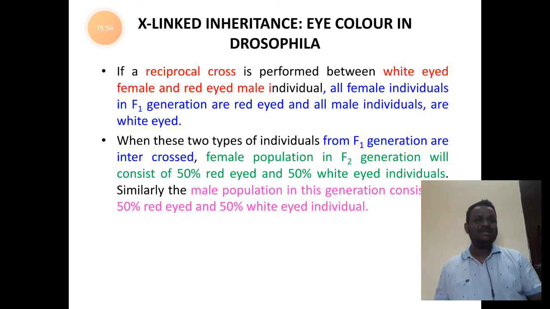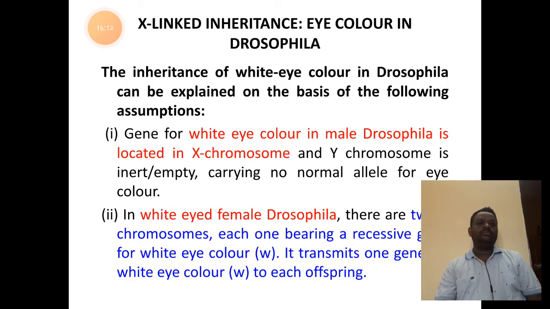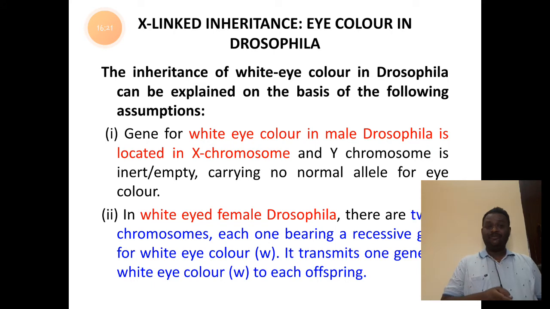Morgan was stunned to see these experiments and the results of it. When red-eyed males and white-eyed females were crossed, this is the condition. So he comes to a conclusion that the inheritance of white eye color in Drosophila is related to the X chromosome. So the gene responsible for the white eye color in Drosophila is present on which chromosome? It is located on the X chromosome.